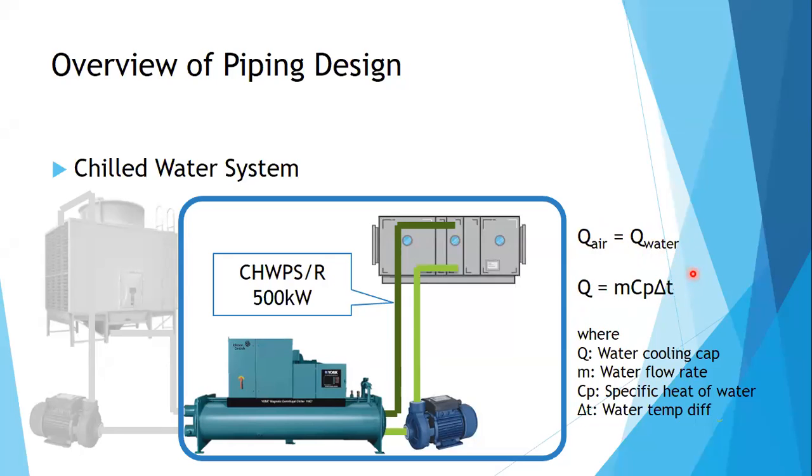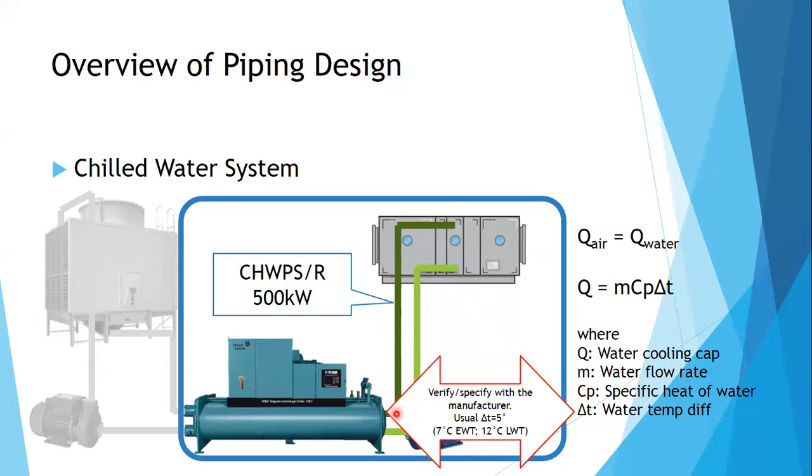Q is equal to mCp delta T, where Q is the water cooling capacity, m is the water flow rate, Cp is the specific heat of water, and delta T is the difference in temperature of the water, the difference between supply and return water temperature. So this is the supply, and this is the return. So the cold water will come in, will make contact with the warm air, and this cold water will increase in temperature. So we're looking for this difference in water temperature.